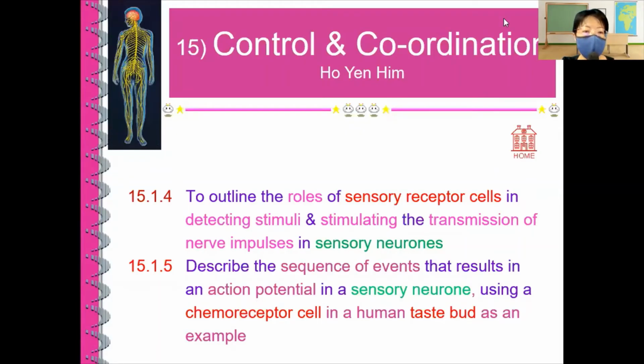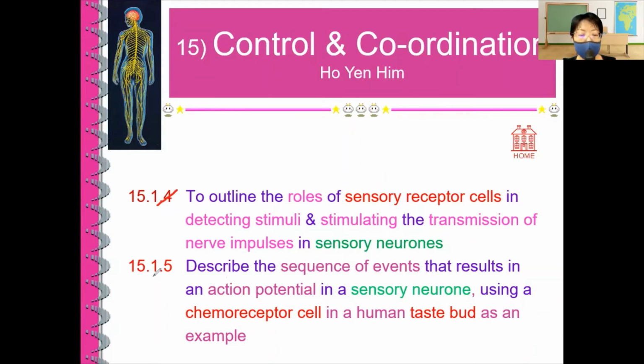So in today's lesson, we are going to recap again, to outline the role of sensory receptor cells. Because in the stimulus response model, we start with the receptor, right? So far you have looked at the neuron, which is part of the transmission of the stimulus response model. So now we're going to look at the receptor. We're going to look at the sensory receptor cell as an example receptor, in detecting stimuli and then stimulating the transmission of nerve impulses in the sensory neuron.